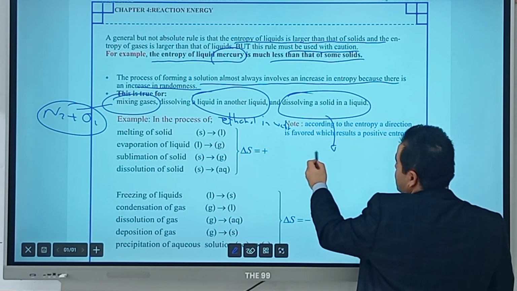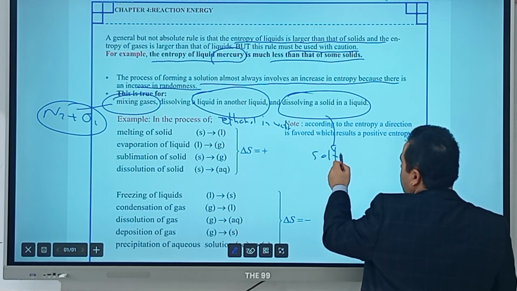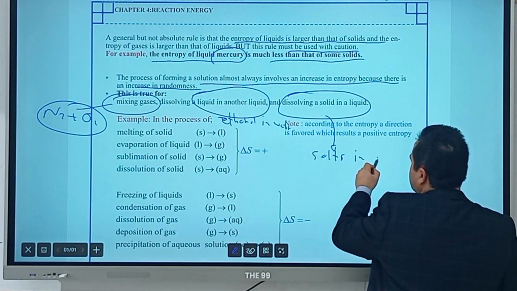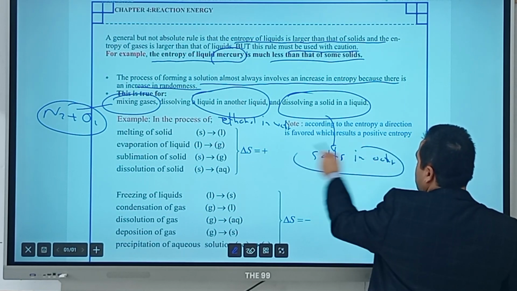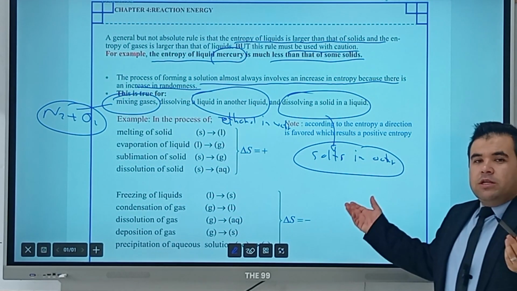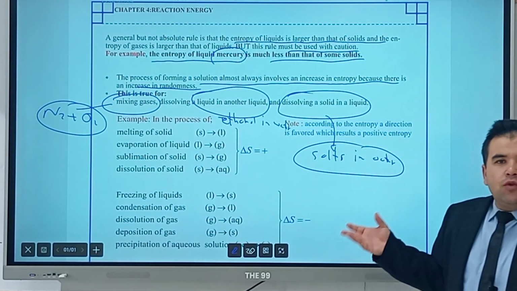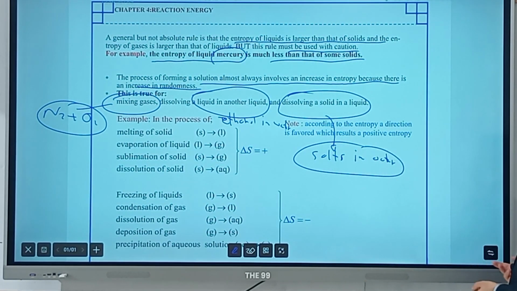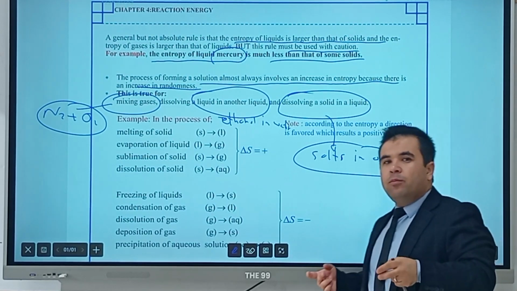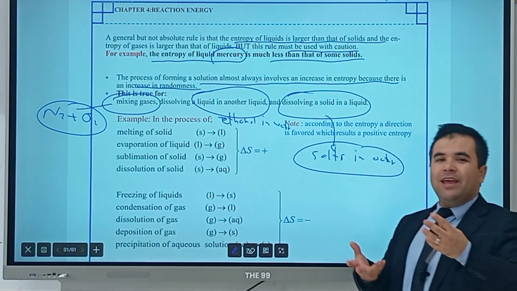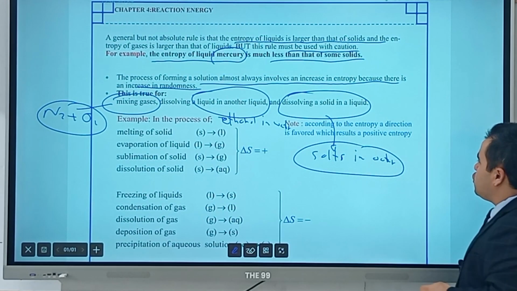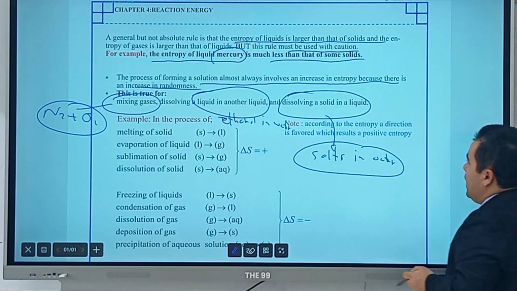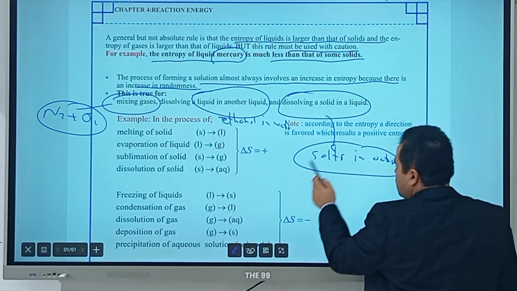Dissolving solid in salt in water, guys. Solid in liquid. For example, when we dissolve sugar or salts, the solid compounds, in the water, they will produce a solution that has a higher entropy than the solid form. Guys, we have a note here.